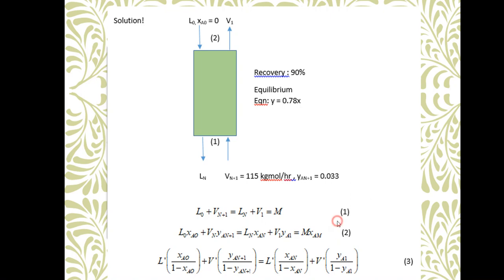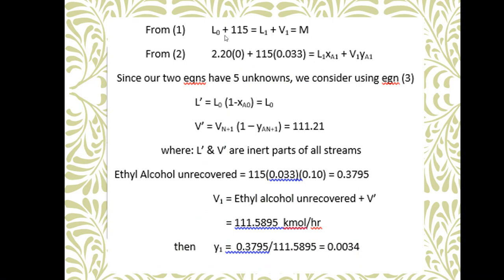Now from 1, we will have this. We have only one known data in 1. From 2, we have this and this. This is a 0, so this is out of the picture. And we have 4 unknowns again. Most of the time, if we use equations 1 and 2 only, we'll end up with an equation which has 4 unknowns. And we need to use equation 3, the alternative equation, and we need to determine the inert streams, the amount of the inert streams.